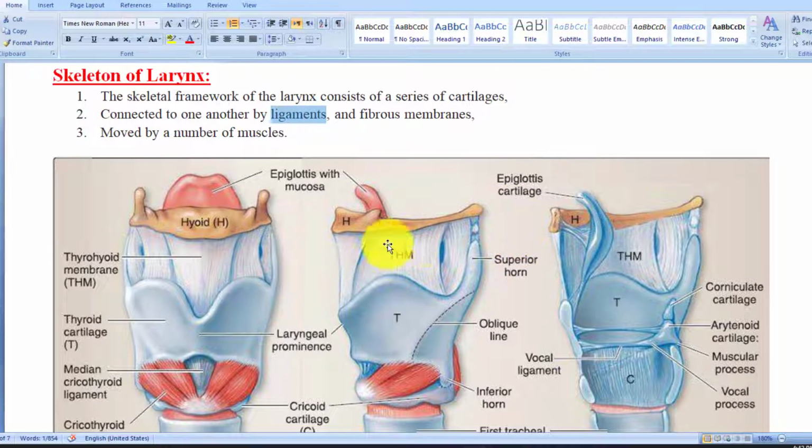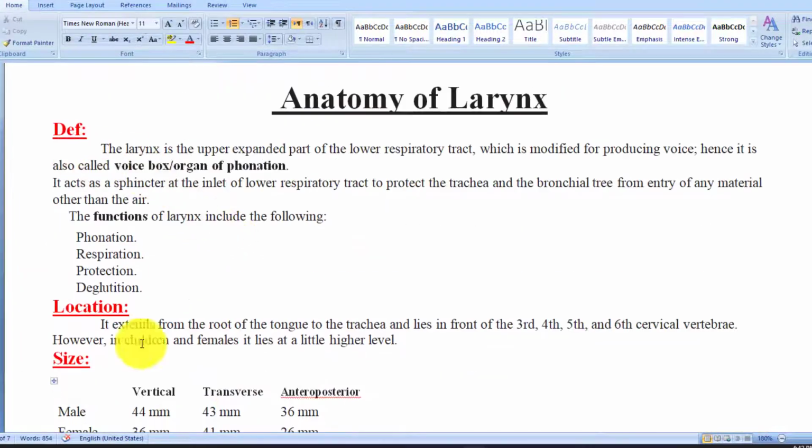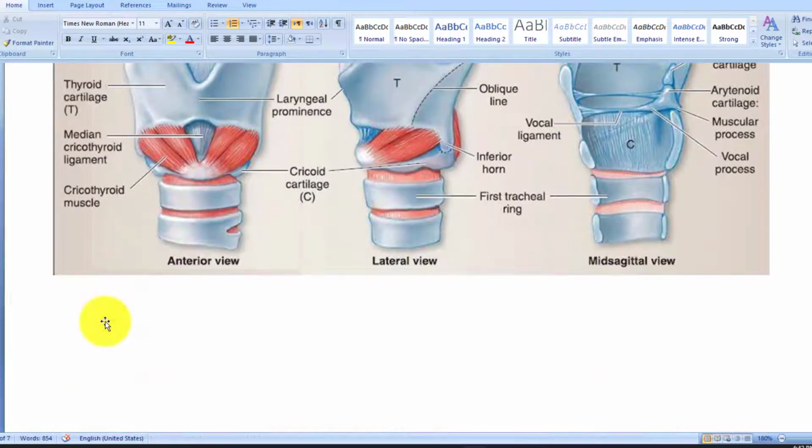Look, this is the thyroid membrane, then there are certain ligaments present. Look, this is the median cricothyroid ligament. I will discuss each of them later. All these ligaments, fibrous membranes, and cartilages are moved by special muscles, which we will discuss as the muscles of the larynx. So you can see these are the muscles of the larynx. So, definition, location, size and skeleton.